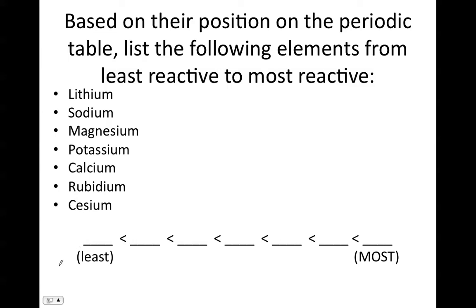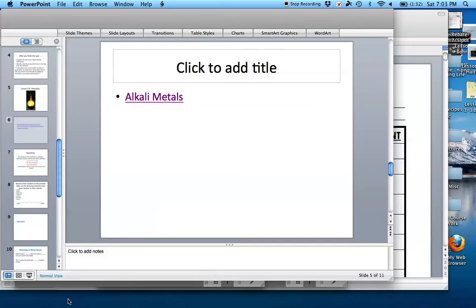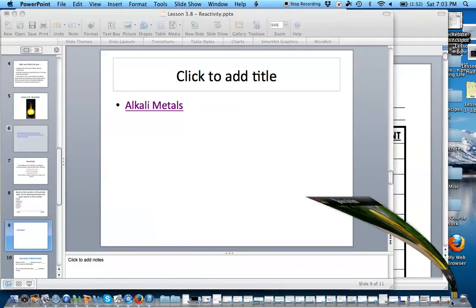So I want you to take a moment, pause the video, and make a prediction. Where do you think that these elements are going to fall, going from the least reactive to the most reactive? Least likely to react, most likely to react. Welcome back. We're going to watch a short video that is going to show us the reactivity of the alkali metals.